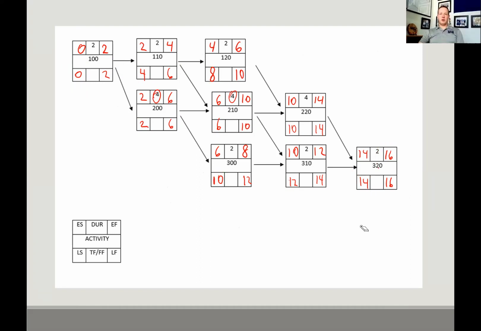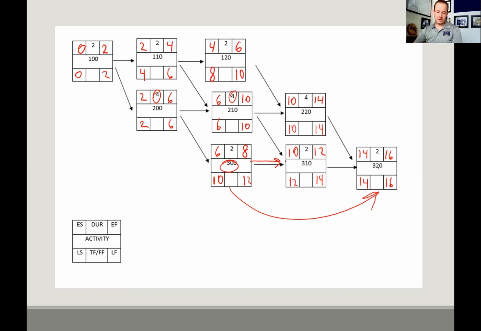All right. Okay, the next thing I want to show you and talk to you about is total float and free float. Total float is the amount of time that an activity can be delayed without delaying the end date. Free float is the amount of time an activity can be delayed without affecting the next activity in line. So looking at activity number 300 as an example, total float is the amount of time it can be delayed without affecting activity 320. Free float is the amount of time an activity can be delayed without affecting activity 310.